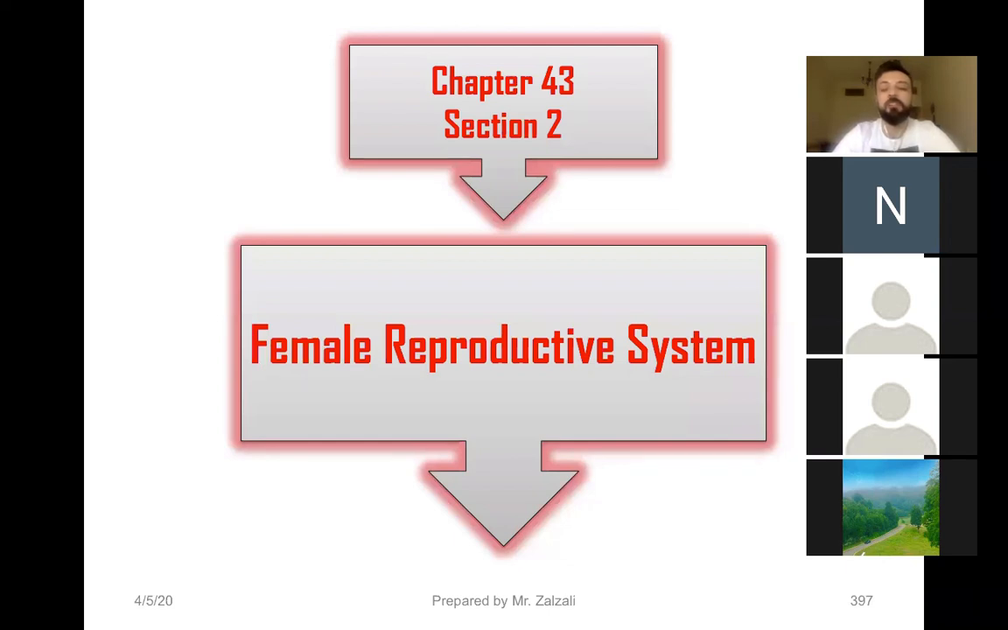The nervous system will stimulate whatever you're saying: nipples, mucus to be secreted, nipples to be raised up, whatever you already know about the female reproductive system. But the breast is not part of the female reproductive system, which is a common mistake that we all make. Yes, so the breast is not part of the female reproductive system.